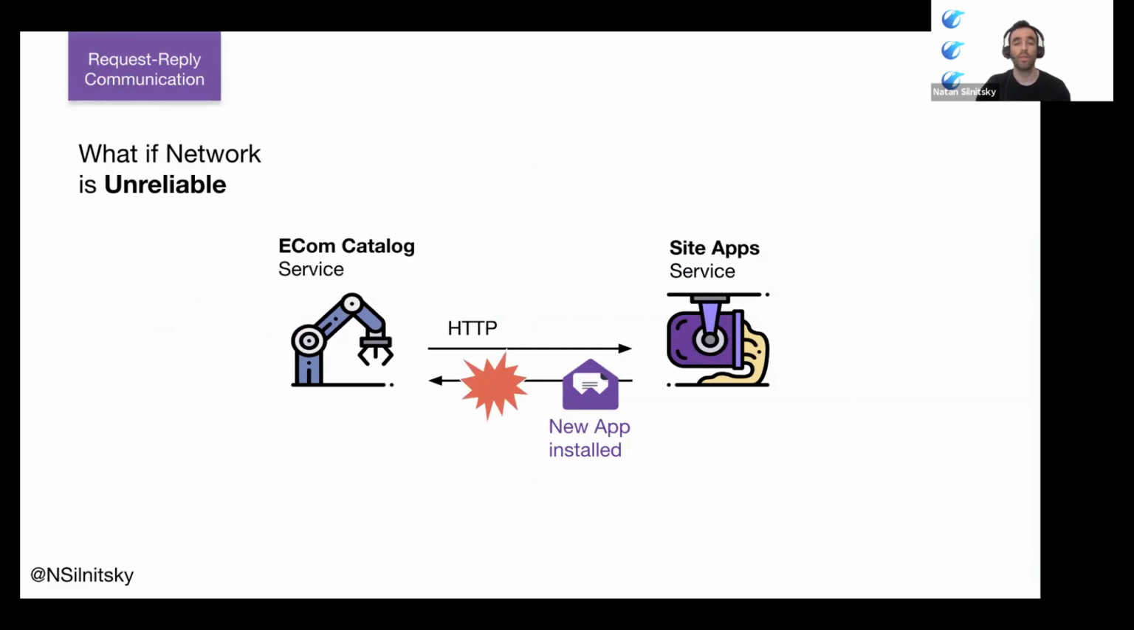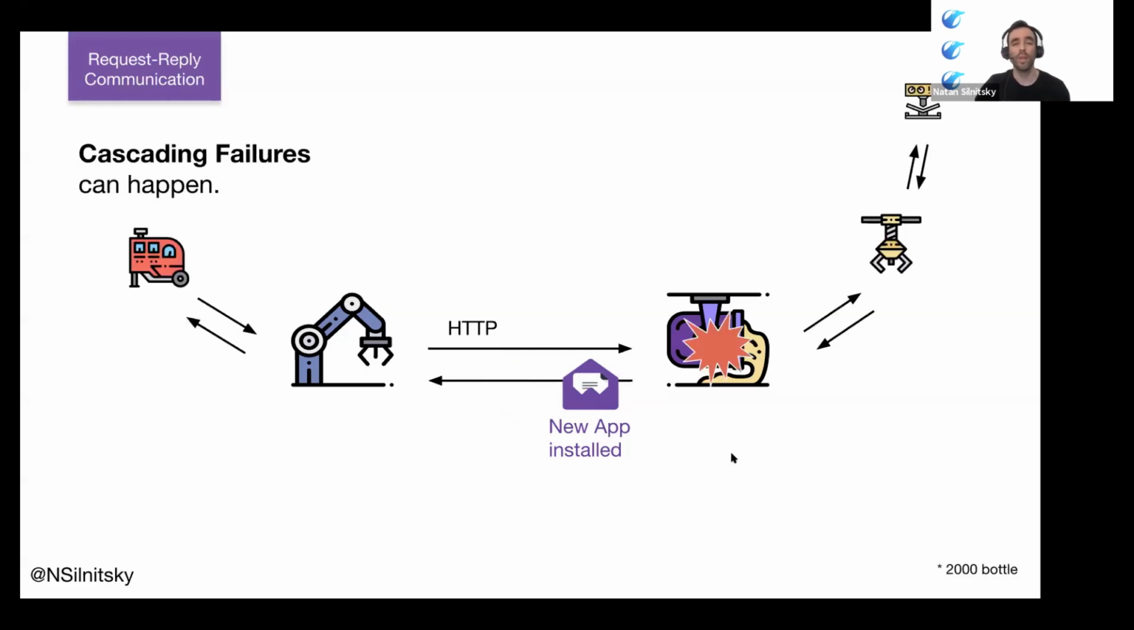And what if the network becomes unreliable? In this case, ecom catalog service will need to implement some ad hoc retry mechanism to make sure that the request eventually succeeds. The site app service can be down momentarily, and then the ecom service doesn't have anyone to talk to. And also, let's remember that we have a big ecosystem of microservices here.